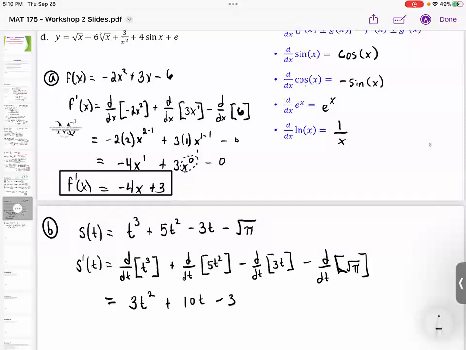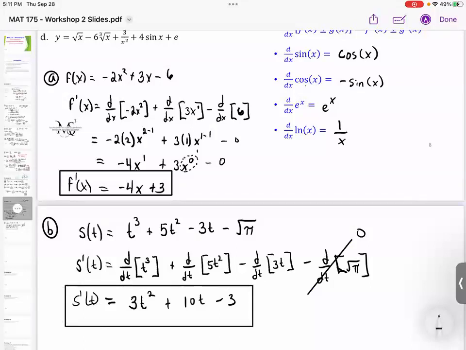And for the derivative of the square root of pi, let's think about this. Is pi a variable or a number? It's a number, equivalent to 3.14159 and so forth. So this pi is a number. If I take the square root of pi, is it still a number? Yeah. So if I want the derivative of a number, namely a constant, that derivative is 0. So I don't need to write 0 in my final answer. And since I don't need to do any more simplification to s prime of t, this will be my final answer.